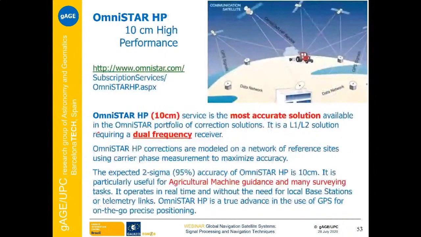And finally, we have the OmniStar virtual base station, which is the most accurate solution, where the accuracy is better even than 10 centimeters. Using a network of reference stations in a region, they emulate a virtual reference station close to the user, and the user can navigate using this data at centimeter level. The accuracy is better than 10 centimeters.